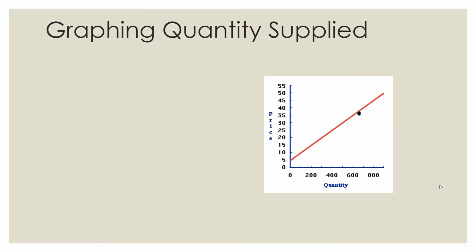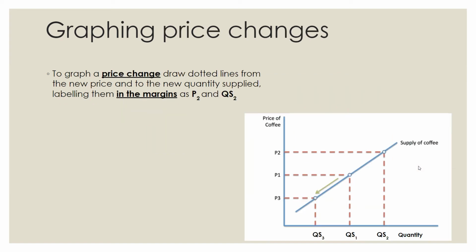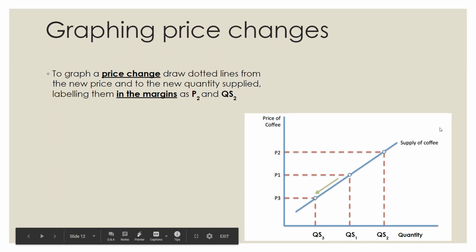So graphing quantity supplied works similarly to graphing quantity demanded. To graph the quantity supplied of a good or service at a particular price, draw dotted lines to indicate the intersect point between the specified price and the quantity supplied. Then label the price in the left margin as P1 and label the quantity supplied in the bottom margin as QS1. Now, to graph a price change, draw dotted lines from the new price and the new quantity supplied and label them in the margins as P2. So the next price would be P2 and the next price would be P3.